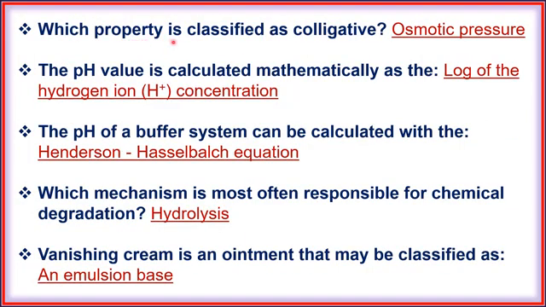Next, which property is classified as colligative, osmotic pressure. Next, the pH value is calculated mathematically as the negative log of the hydrogen ion concentration. Next, the pH of a buffer system can be calculated with the Henderson-Hasselbalch equation. Next, which mechanism is most often responsible for chemical degradation, that is hydrolysis. Next, vanishing cream is an ointment that may be classified as an emulsion base.